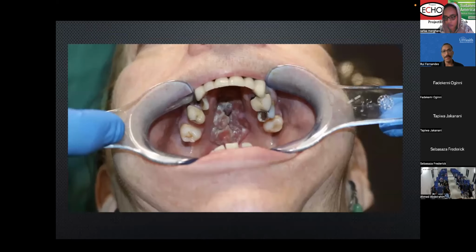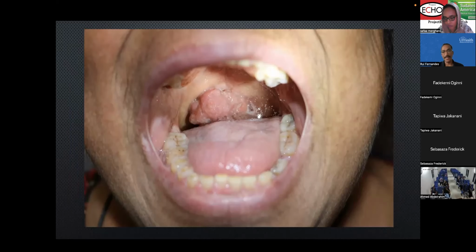I think the oropharynx, sometimes because of the location, tends to be missed, particularly by the dental profession as opposed to the medical profession, and the converse is true. The oral cavity sometimes is missed by the medical profession and picked up more by the dental profession.